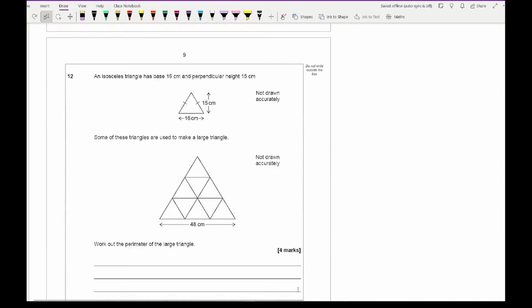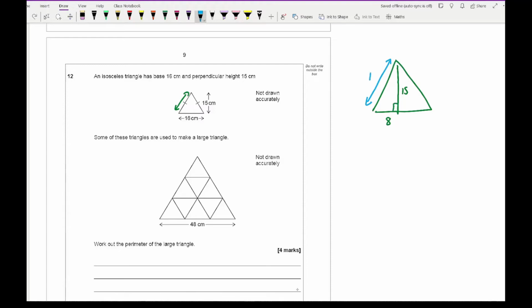Question 12 says that an isosceles triangle has a base of 16 centimeters and a perpendicular height of 15 centimeters. Some of the triangles are used to make a large triangle. Work out the perimeter of the large triangle. Now for this, I need to work out what this length of the isosceles triangle is. If I halve the base, that's going to be 8 and this is going to be 15, then to work out this length here, I'm going to need to use Pythagoras.